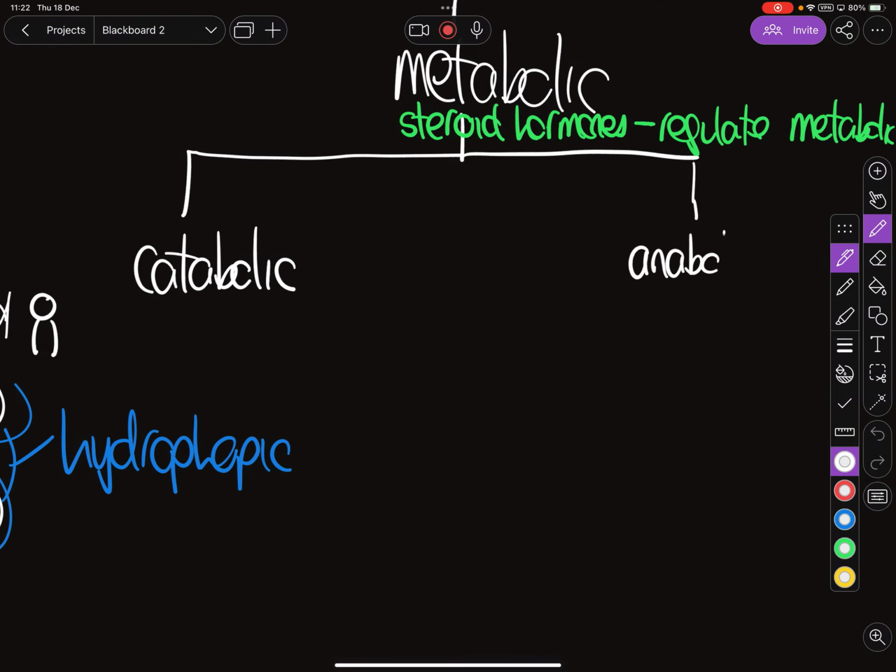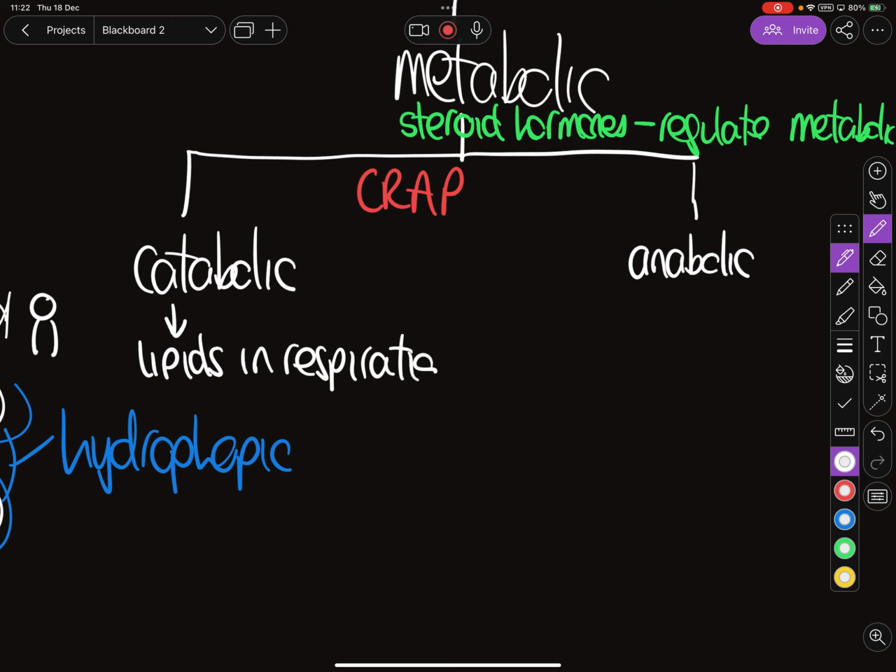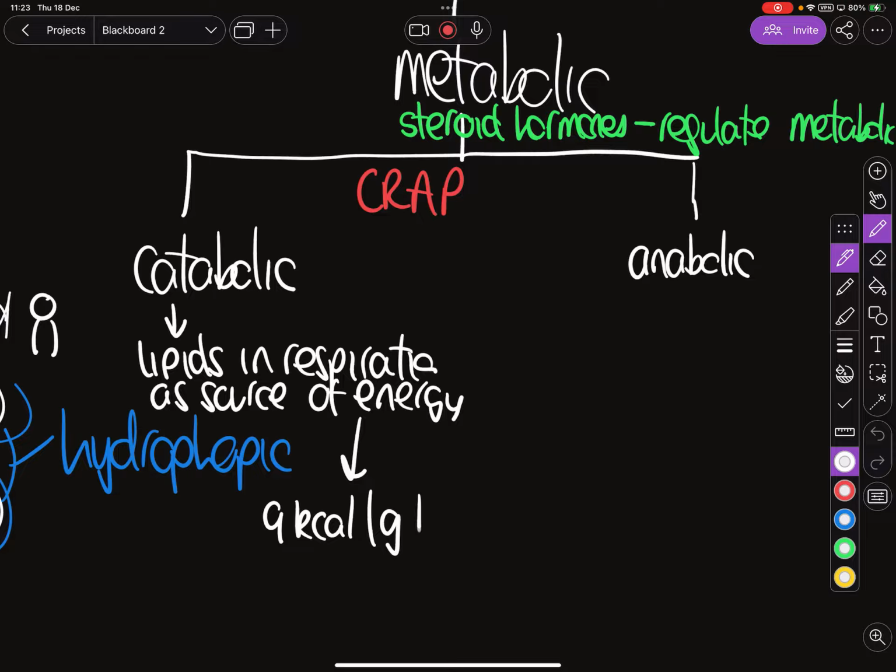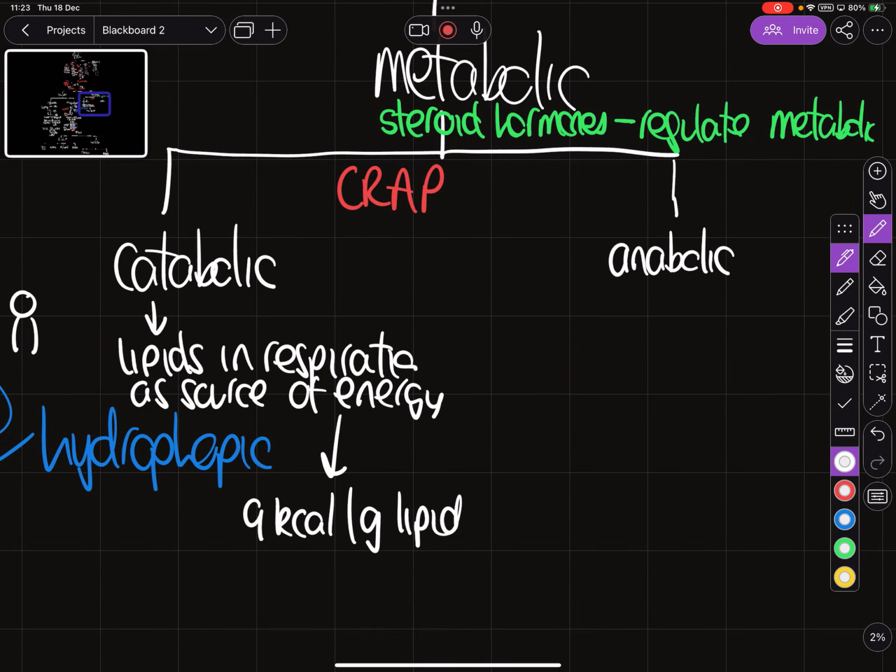But we still have the anabolic and the catabolic roles. Last time out, when we did carbohydrates, we talked about CRAP. This actually still applies here. So the catabolic role of lipids is they are used in respiration as a source of energy, particularly if there's no glucose available. And the bonus thing about lipids is they have 9 kilocalories per gram of lipid, and that is the most kilocalories you get out of any of the biomolecules. Proteins are 4, carbohydrates are 6.